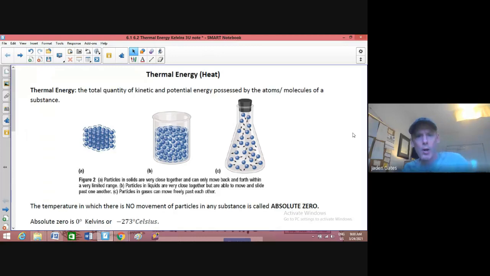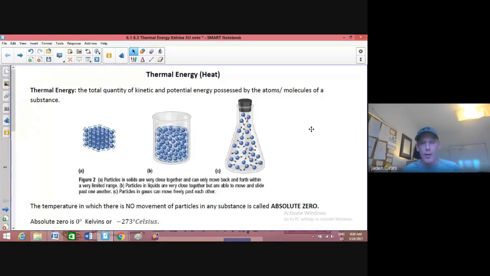All right, so once again, in the second half of this unit, we're looking at thermal energy, which is a nice way of saying heat. What thermal energy is all about is the total quantity of kinetic and potential energy possessed by the atoms and molecules of a substance.